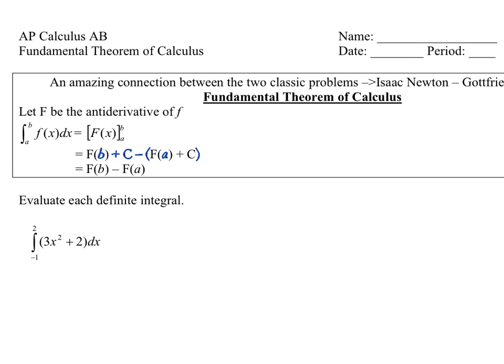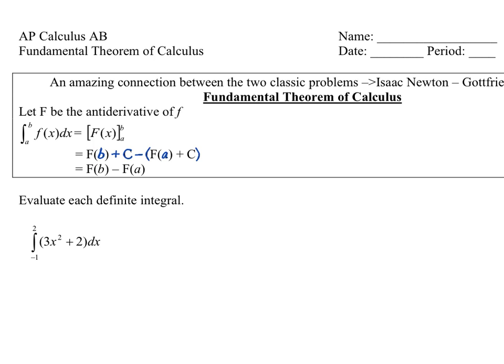And what that notation is telling us to do is to evaluate the antiderivative at the upper limit, b, and then evaluate the antiderivative at the lower limit, a, and subtract them, and that will give us the area. Okay? So all that limit of the sum stuff is summed up right here by just doing capital F of b minus capital F of a.